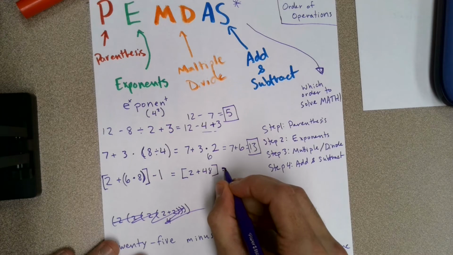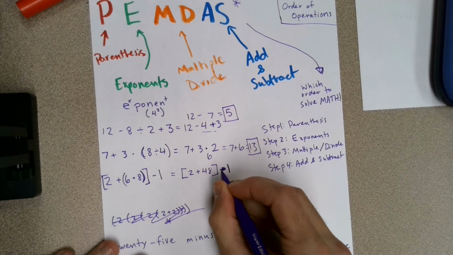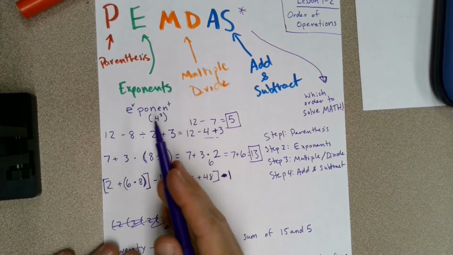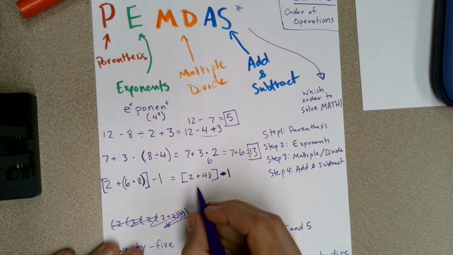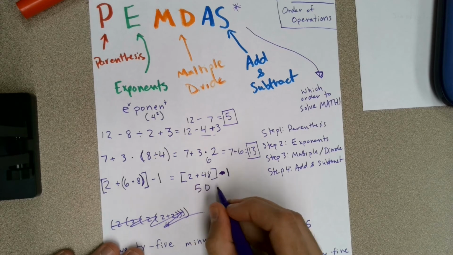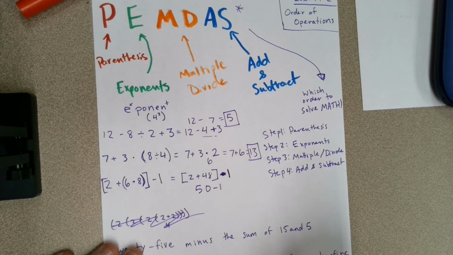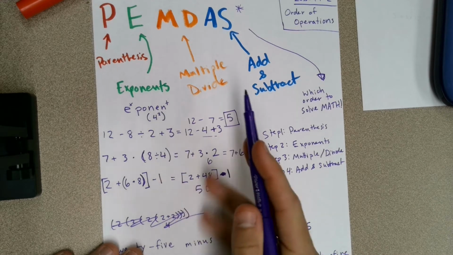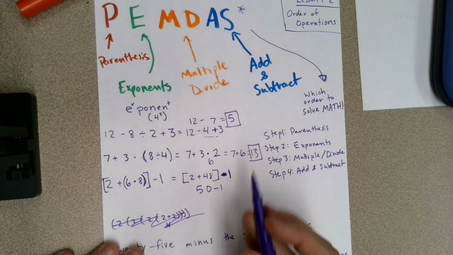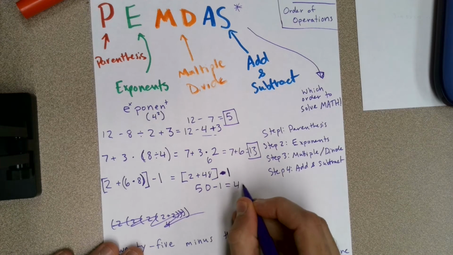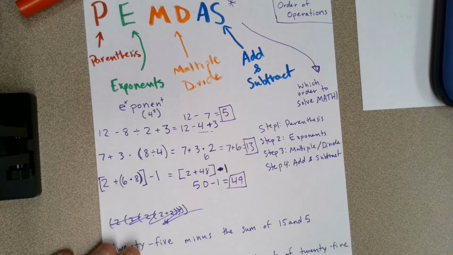Oh, minus 1. Now we still have another parenthesis left. We can't go on to the next step until we do all the parentheses. So let's do our next one. 2 plus 48. That's mental math as well. We got 50. 50 minus 1. All right, no exponents. 50 minus 1, there's no multiplication or division there. We can go to our last step, add, subtract. And we can solve using PEMDAS for 48.